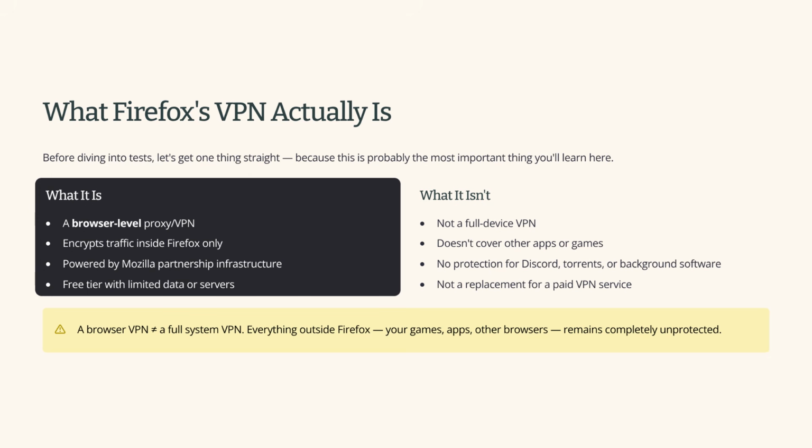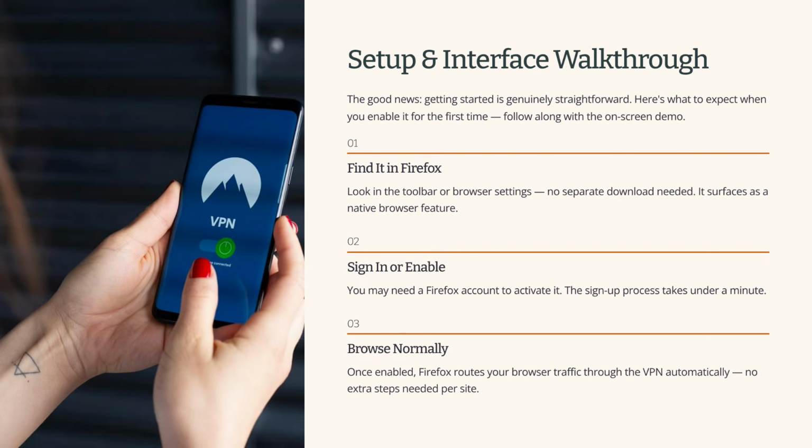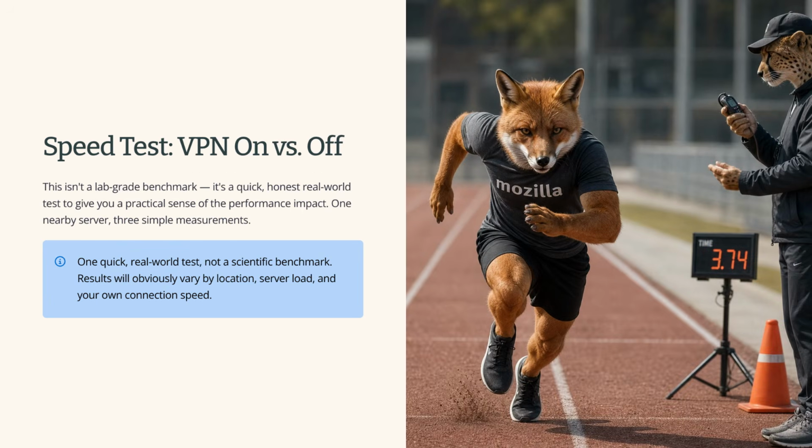I think the distinction matters because a lot of people hear the word VPN and assume the entire computer suddenly becomes private or anonymous, which isn't really the case anyway, but definitely not here. Using the VPN is really simple. You just need to find it in Firefox, and you sign in or enable it. You might need to create an account. You can usually use a Microsoft or a Google account to log in, or create a new Mozilla account, and then it'll work. So let's have a look at this, and we can also check how fast it runs.